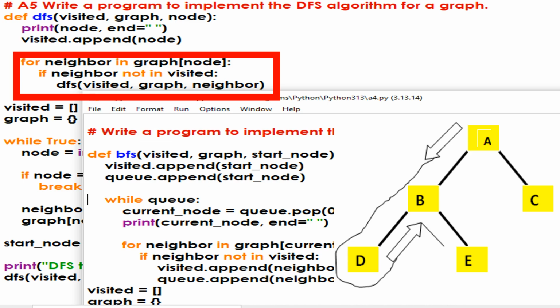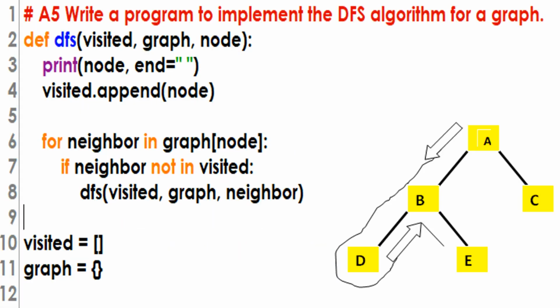So, while learning this program, you only need to focus on two new concepts: recursion and backtracking. First one is recursion. Recursion means a function calls itself. In the DFS program, this line performs the recursion. DFS parameters are visited, graph, neighbor. Let's see it with an example.